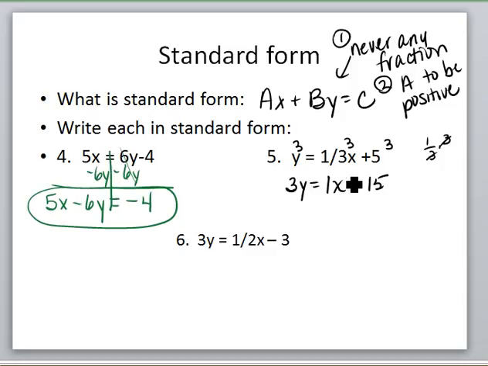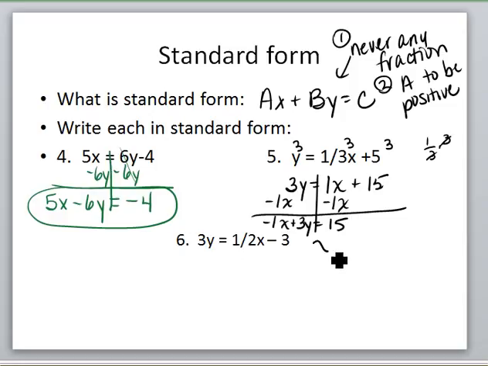Now, it's not necessarily put the 1x there. You could just write x as well. The x is misplaced at this point in time, so I'm going to subtract the 1x. And I end up getting negative 1x plus 3y equals 15. Now, I'm also supposed to have the a be positive. Well, the fast way to correct this is to just change each of these signs.